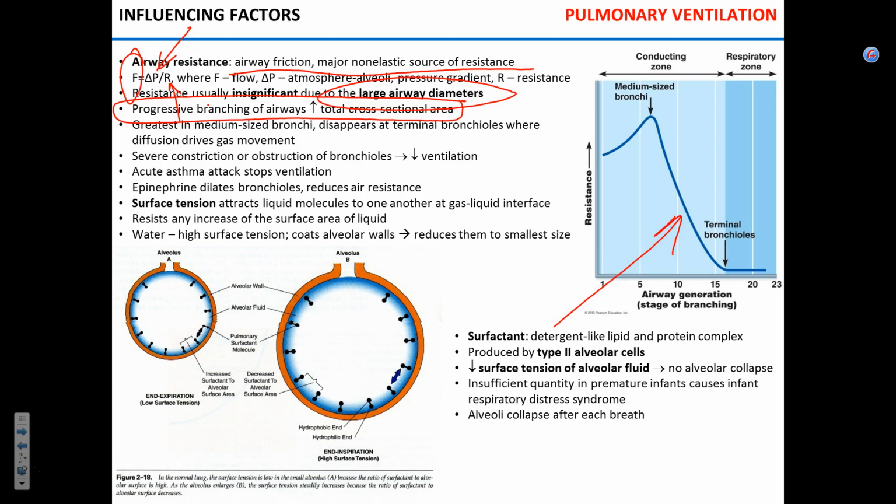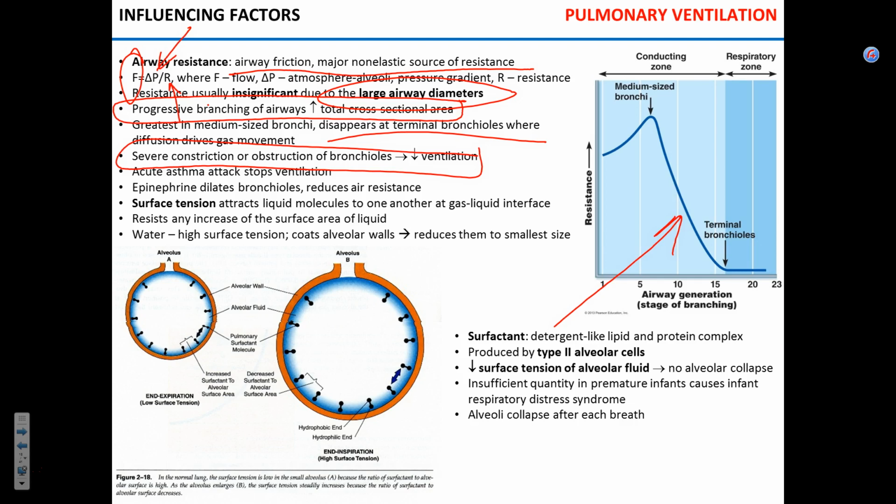Now, in terminal bronchioles, resistance disappears altogether because gas starts to diffuse. Oxygen starts to diffuse through the walls of the terminal bronchioles. The only situation when airway resistance becomes an issue is obstruction of bronchioles, like in asthma. Okay, constriction of bronchioles will lead to labored breathing. Also, say if there is mucus accumulating in the bronchioles, there will be a problem with ventilation.